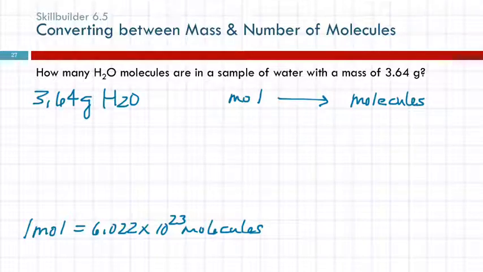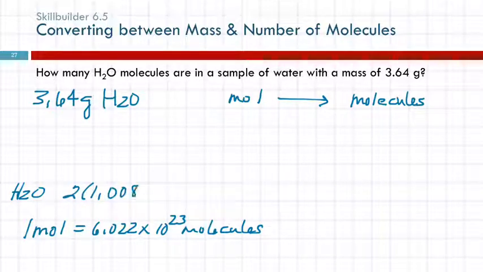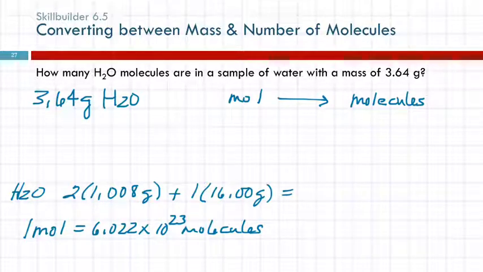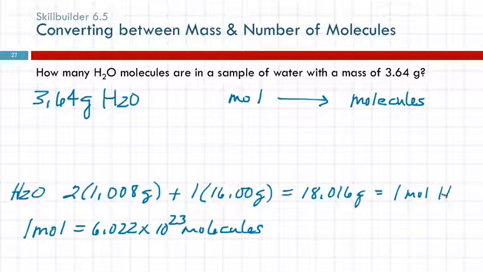Molar mass. So for water, 2 hydrogens, 2 moles of hydrogen, 2 times 1.008 grams, and there's 1 oxygen, 1 mole of oxygen, 16 grams. So 1 mole of water weighs 18.016 grams. That would enable us to go from grams to moles.